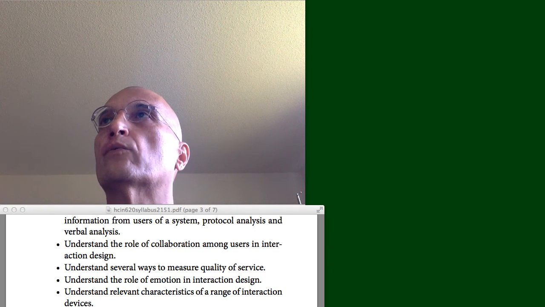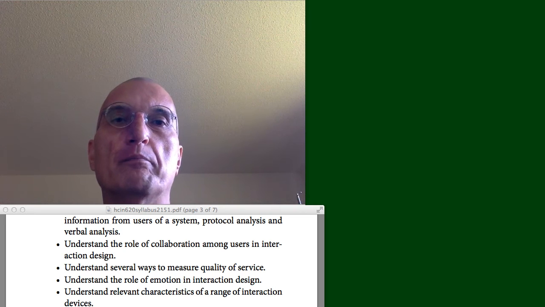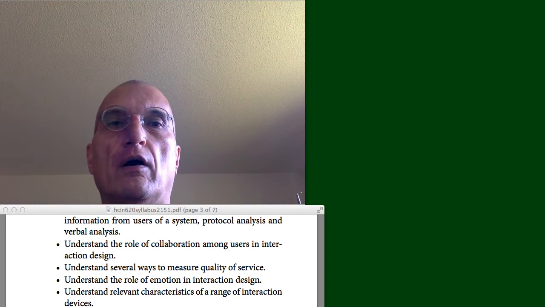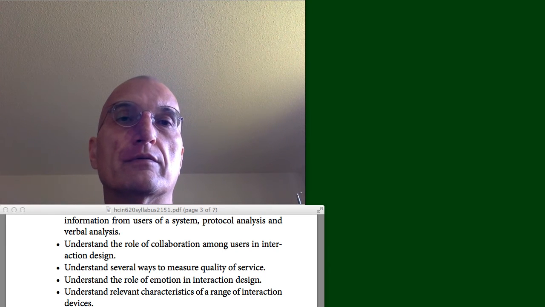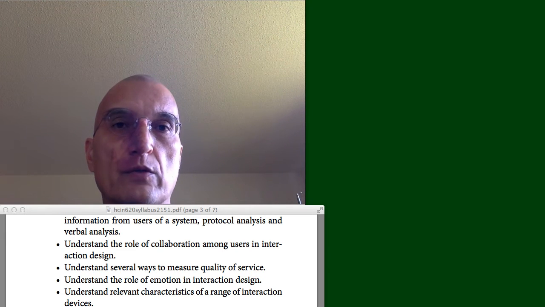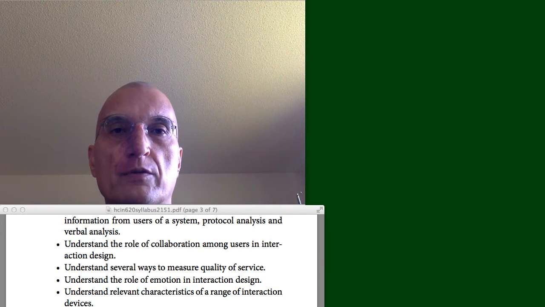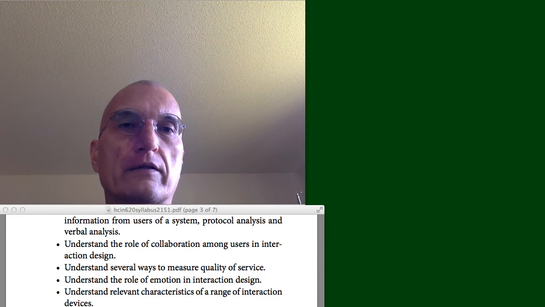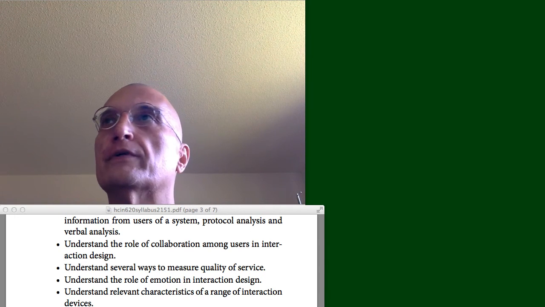Understand the relevant characteristics of a range of interaction devices. So many interaction devices are in common use, and they're often being used in surprising ways. Often the most interesting information-intensive products in the world use relatively old technology, but use it in some new way. There's some sort of new form of interaction.